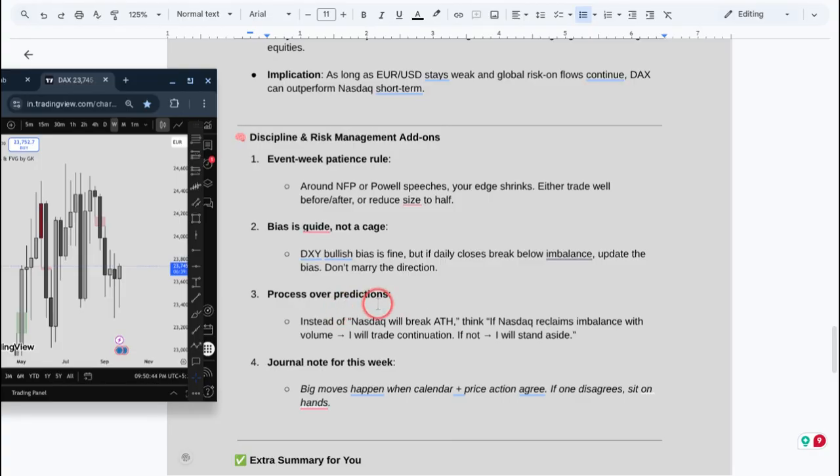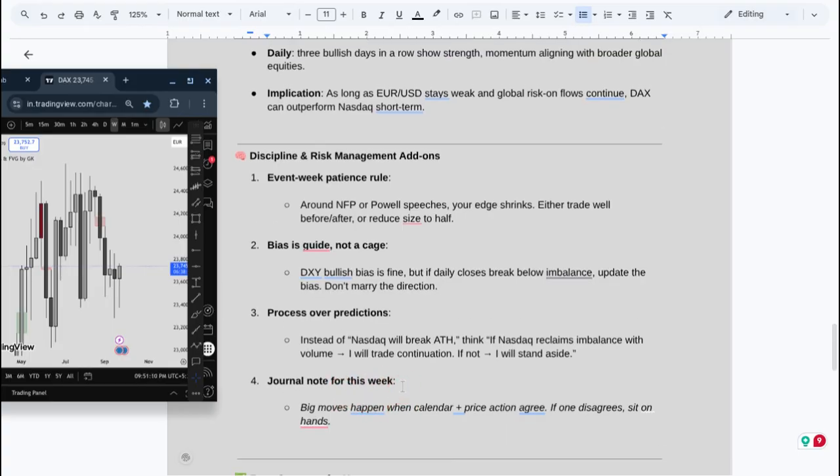So, process over predictions. Instead of "Nasdaq will break all-time high," think: if Nasdaq reclaims imbalances with volume, I will trade continuation. If not, I will stand aside. Standing aside, not taking a trade, is a good decision for a trader because it saves you from heavy losses. Journal note for the week: big moves happen when calendar plus price action agree. If one disagrees, sit on your hands. You have to practice discipline if you don't see anything good in the calendar or in the price action.